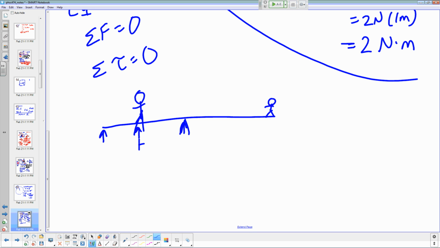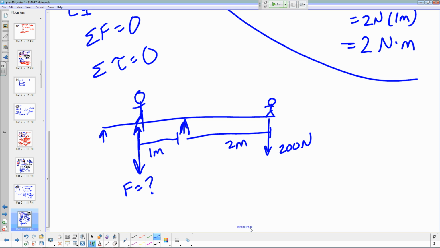And if this is, say, 1 meter, and this is, say, 2 meters, and let's say that my little girl has a weight of 200 newtons, then what force must be applied here in order to balance it? So what must this force be? It has to be 400 newtons, right? So 400 newtons.